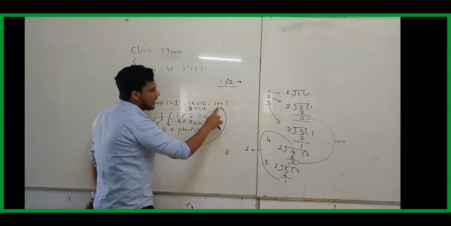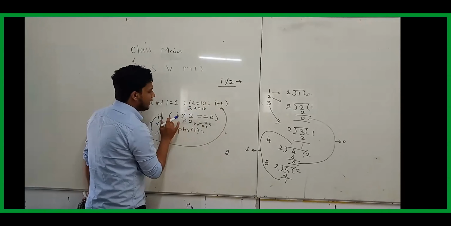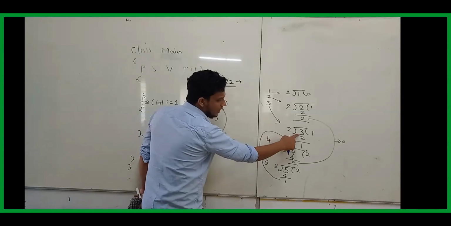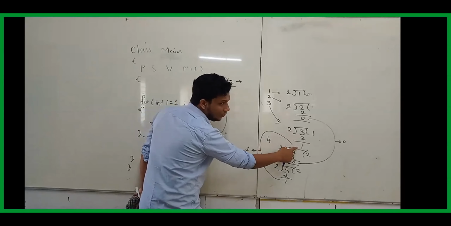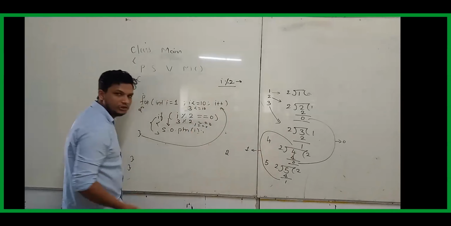No, it will go there. I value will be incremented. I value will become 3. Now tell me, is 3 percentage 2 equal to 0? That is 3 percentage 2. The remainder is what? 1. But tell me, is 1 equal to 0?